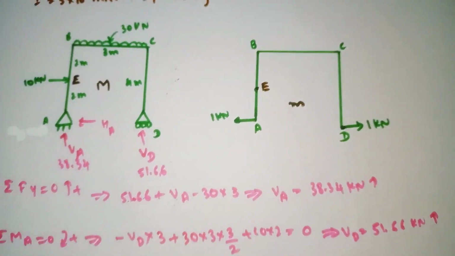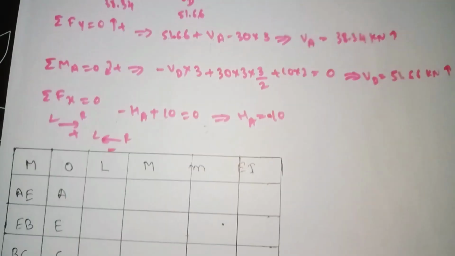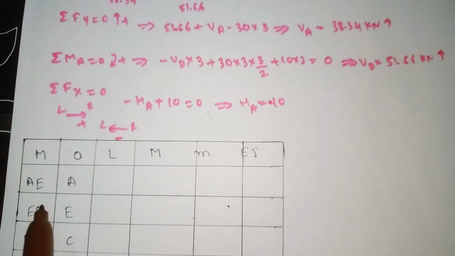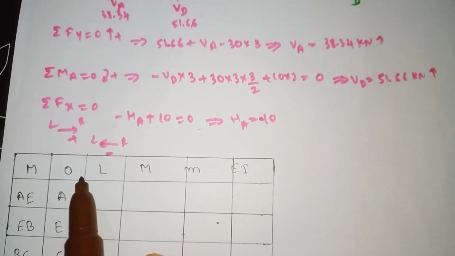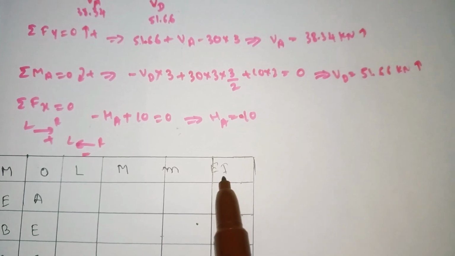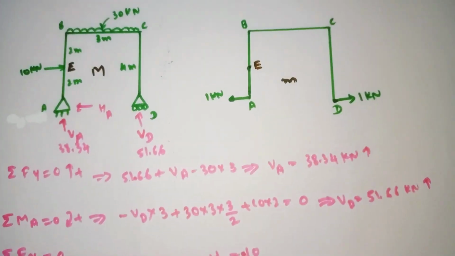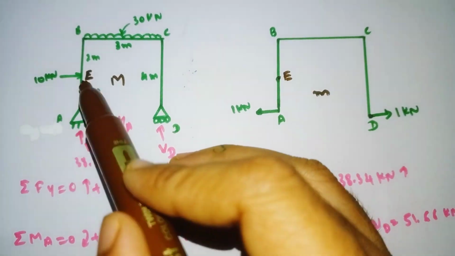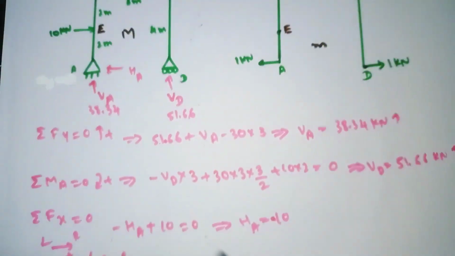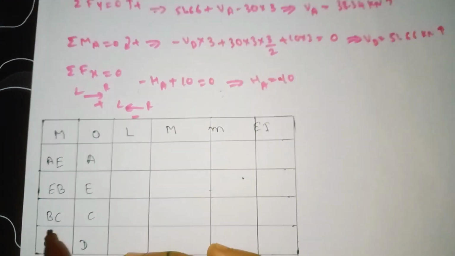Now we need to make a table. Here it has the member, origin, limit, capital M, small m and EI. The members we have are AE, EB, BC and CD. So the same thing I have written here.